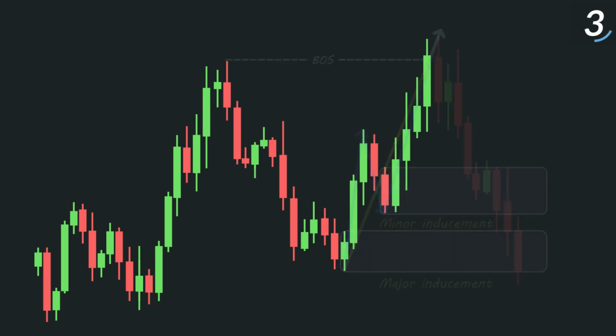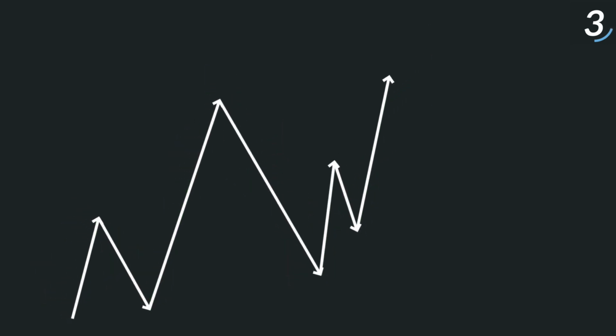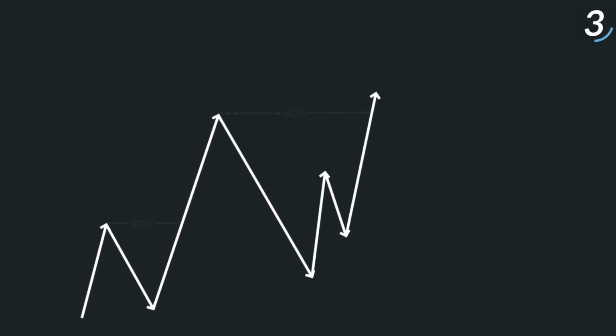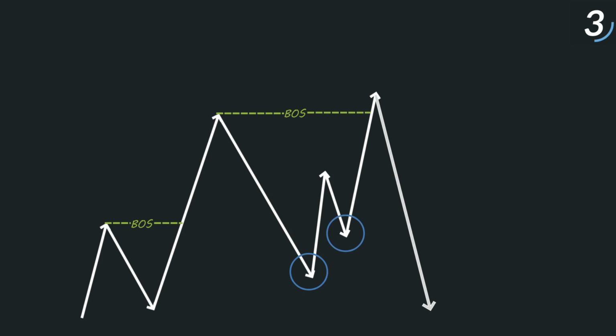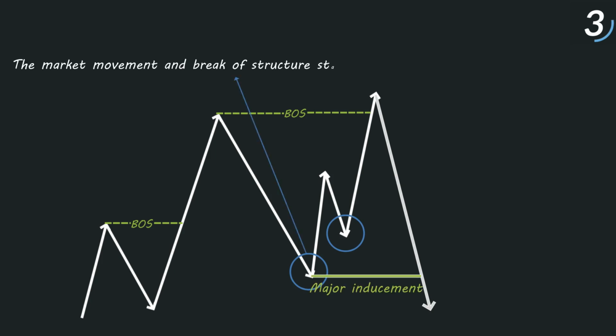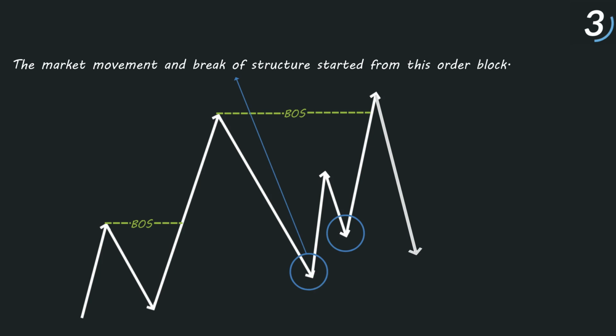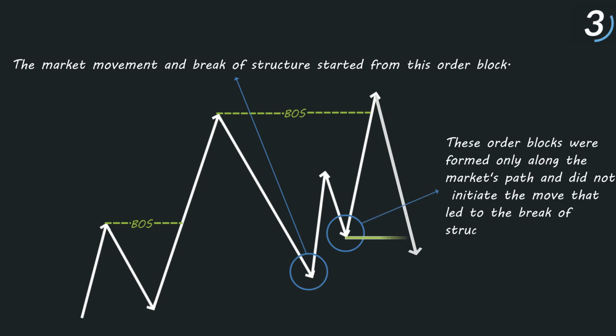To better understand this concept, it's best to explain it structurally. Imagine that during a bullish movement, a break of structure occurs along with price movement, and several order blocks are formed throughout this trend. Now, when inducement happens in the market, we can only identify it as a major inducement if the price returns to the order block that initiated the move, which caused the break of structure. Otherwise, inducements to other order blocks are considered minor.